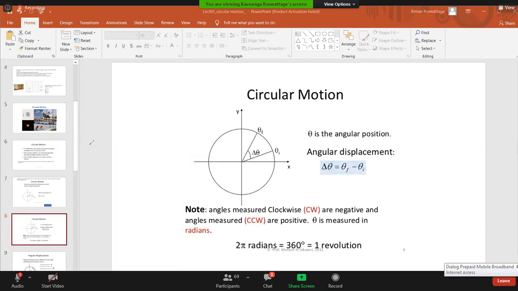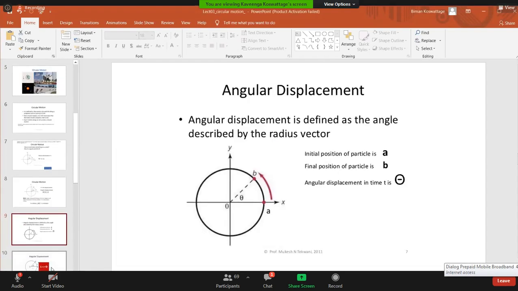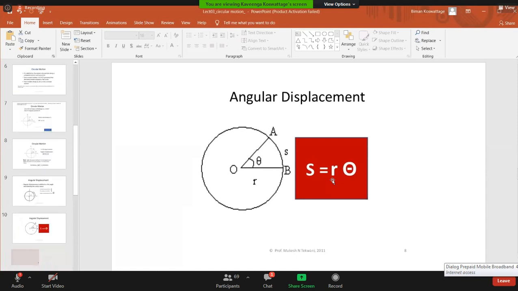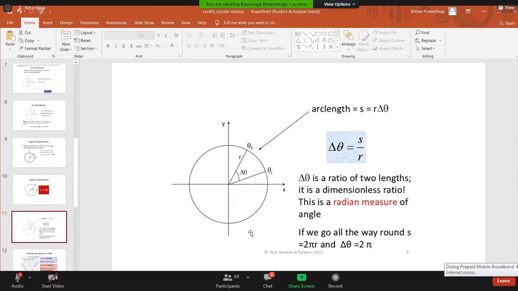So this is angular displacement, and this is what I have already explained to you. This is s equals r theta, or theta equals s divided by r, right? It is very simple, and you have already written these things. It is a radian measurement of the angle, and delta theta is the angular displacement. If you want to write, then please write this one.